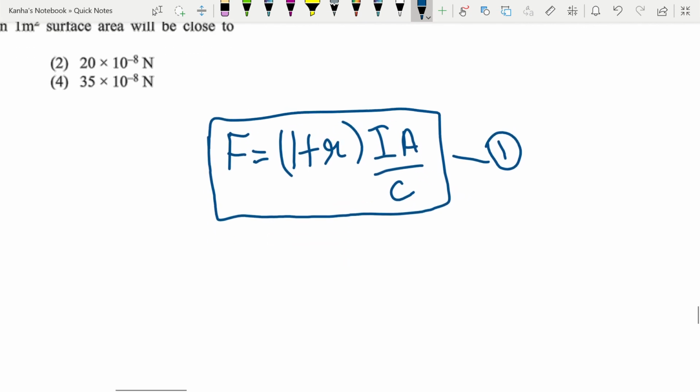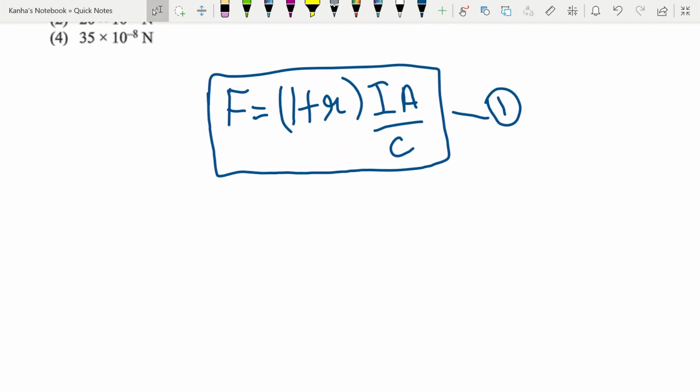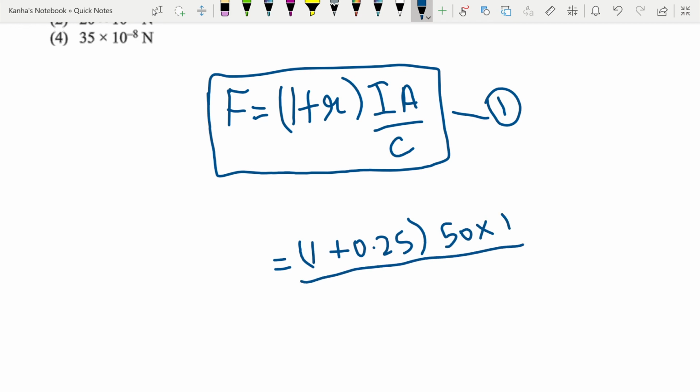Okay. With this in mind, I can easily calculate the force, which is nothing but (1 plus 0.25) into 50 into 1 divided by 3 into 10 to the power 8, which is nothing but 20 into 10 to the power minus 8 Newton.